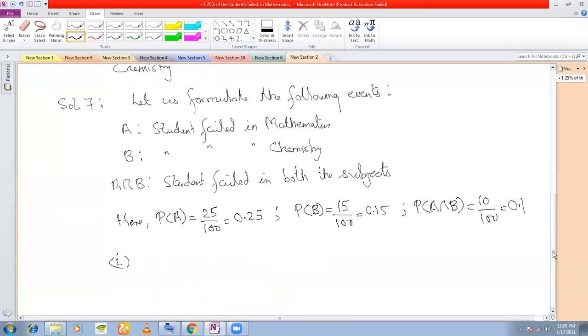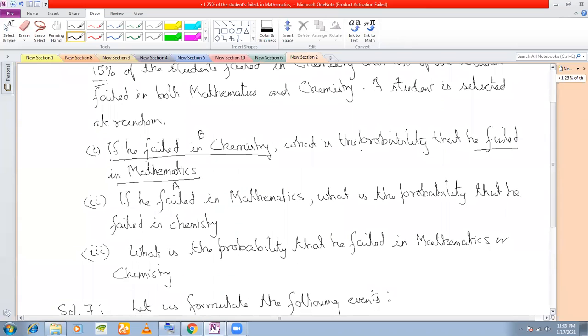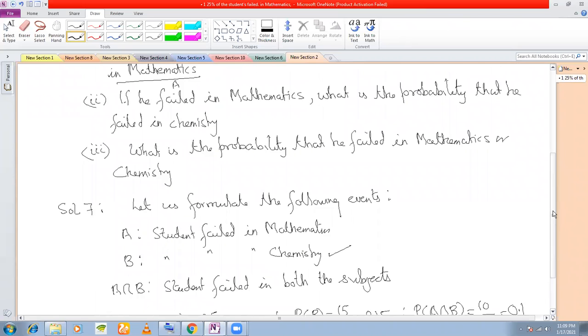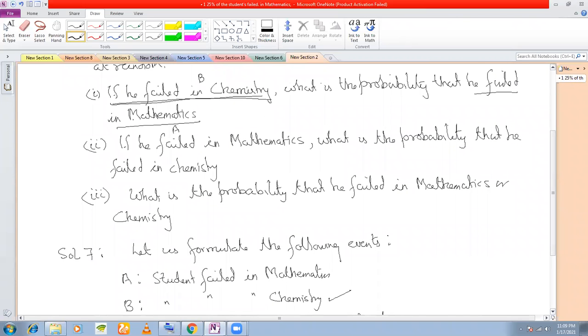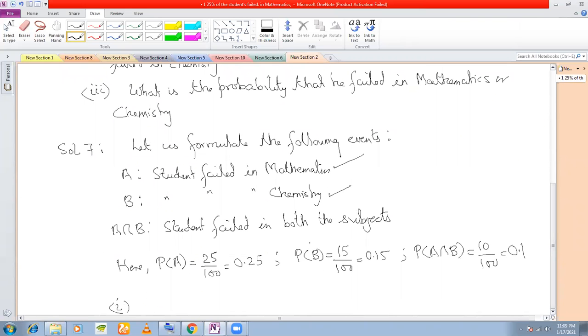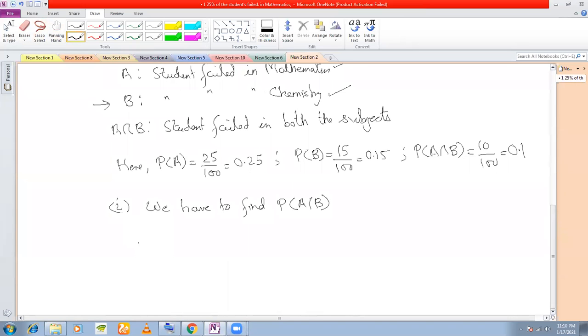First part of the question is, if he failed in chemistry, and what is the event failed in chemistry? This one, B. What is the probability that he failed in mathematics? And what is the event that he failed in mathematics? A. So we have to find, which one is the given event? B is the given event here. So we have to find P(A given B), right? Because B is the given event. Clear?